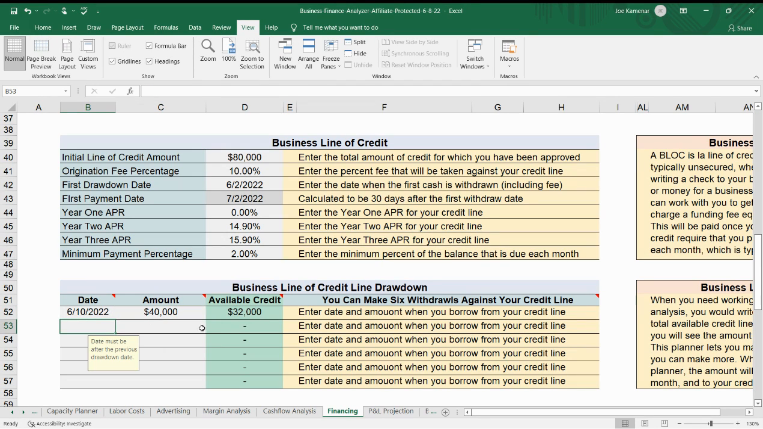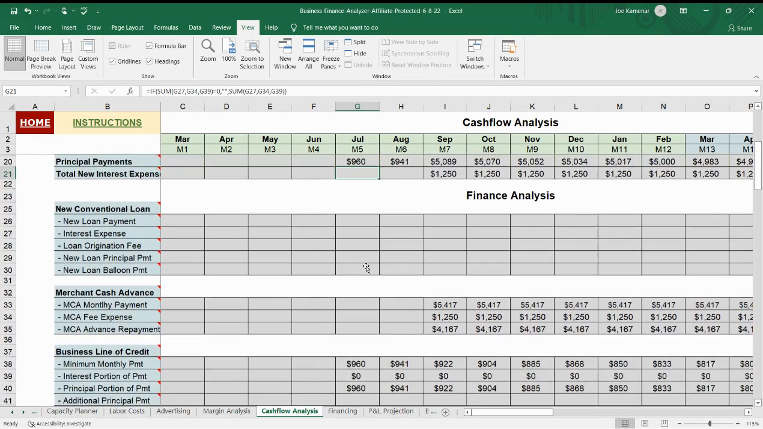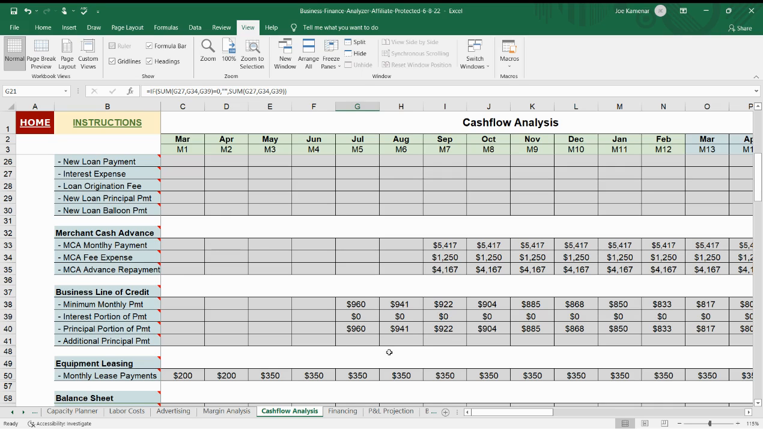Well, there's your new balance. Your available credit is 32. And how does this look? Well, in that month, you took $40,000 for an $8,000 fee. So you took $48,000 out. Now you're going to start making these payments again here. So if you look under business line of credit, you'll see that we had no zero interest. So your minimum payment, it was 2%. So we're saying 2% of 48,000 is 960.